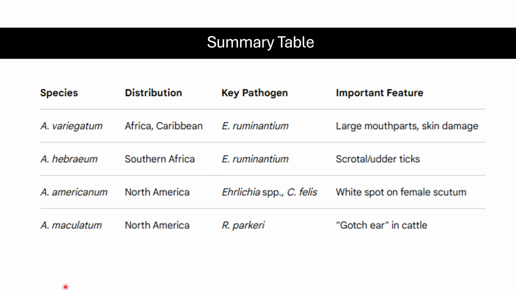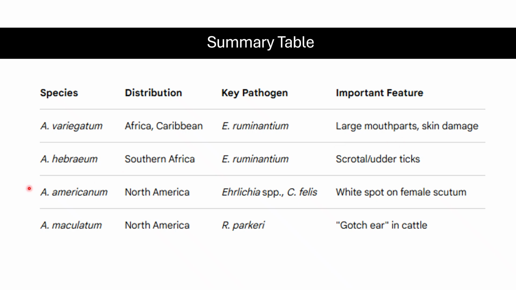For the summary table for the genus Amblyomma, starting with the Amblyomma variegatum. They are mainly distributed in Africa and the Caribbean. They are the key vector for Ehrlichia ruminantium, causing heartwater. For the important features, they have large mouthparts and they cause skin damage. For the Amblyomma hebraeum, they are mainly distributed in southern Africa, and they vector Ehrlichia ruminantium, and they are mainly attached to the scrotum and the udder of cattle and sheep.